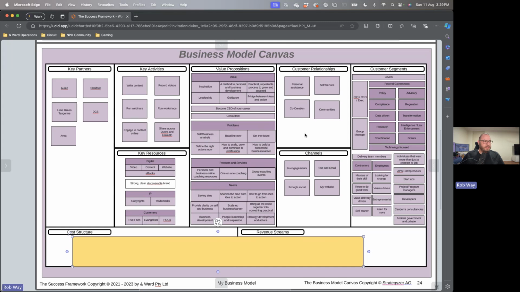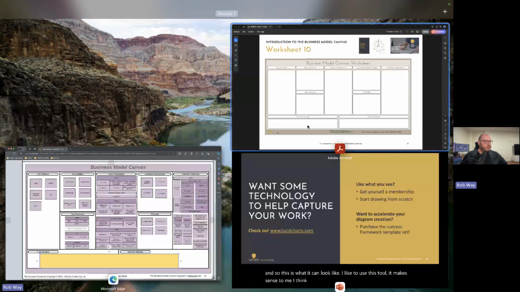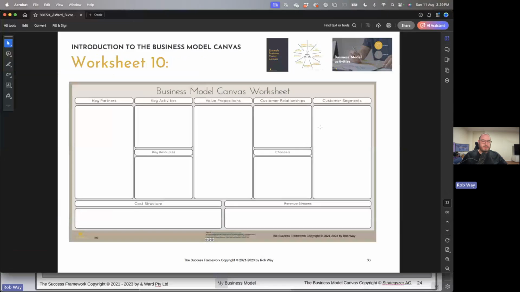I like to use this tool. It makes sense to me. I think the workbook will do the job for you because it's also really clear. It just requires you to work and do some writing. And so with that in mind, we'll complete this section of the Success Framework.